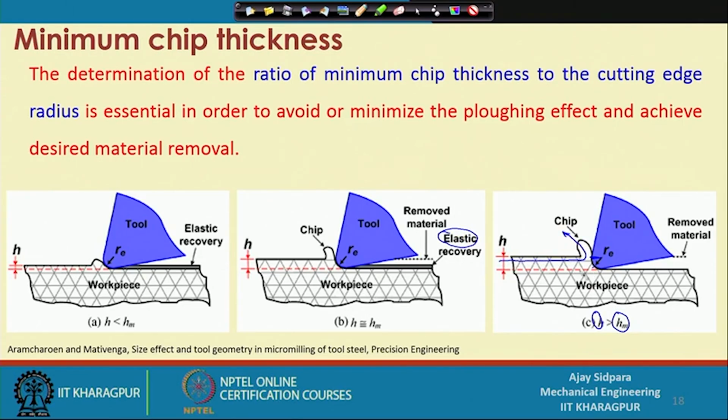And this is the important thing here, that we have to maintain the minimum uncut chip thickness in such a way that you are always getting the chip from the uncut chip thickness, so that no material is getting pushed inside the workpiece material or no any type of recovery from the machining zone. So, this is the required condition to get the material removal in terms of chip.